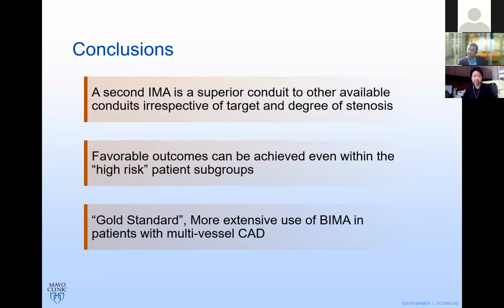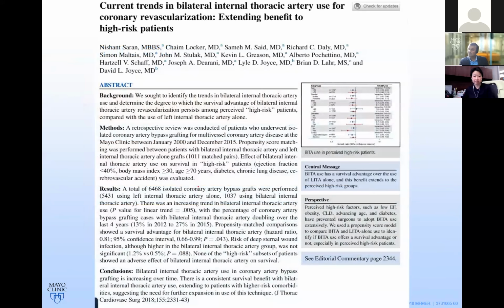So we concluded, therefore, that our second IMA is a superior conduit to other available conduits, irrespective of target and degree of stenosis. We also concluded favorable outcomes can be achieved even within the high-risk patient subgroups, and a BMA should therefore be treated as a gold standard. And therefore, there should also be a more extensive use of BMA in heart surgery. This was the paper we published on this, in 2018 in the Journal of Thoracic and Cardiovascular Surgery, which depicted this research.